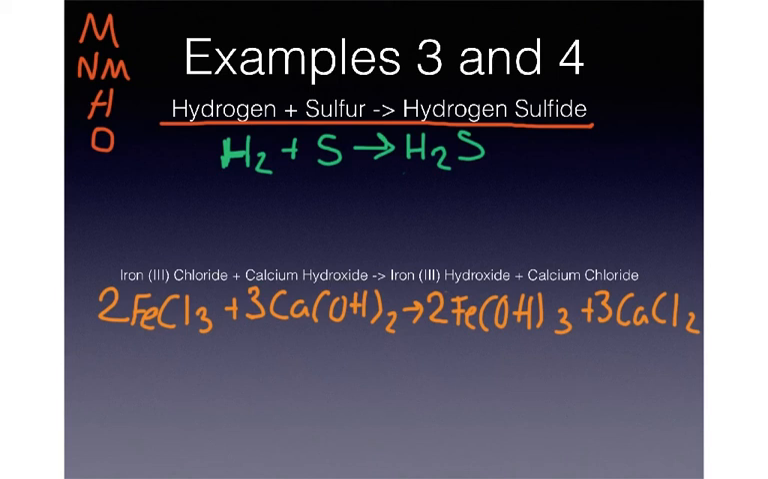Now let's check our final thing, hydroxides. And when we look at hydroxides, when we balanced the irons and the calciums, it ended up working out, because now we have 6 hydroxides here and 6 hydroxides here. And now you have a balanced chemical equation.